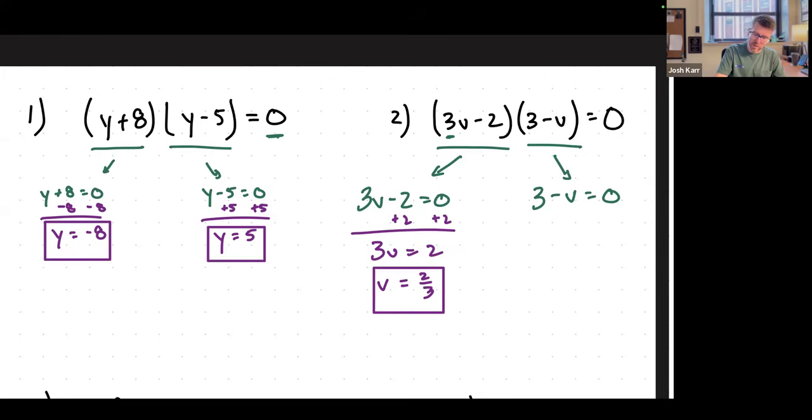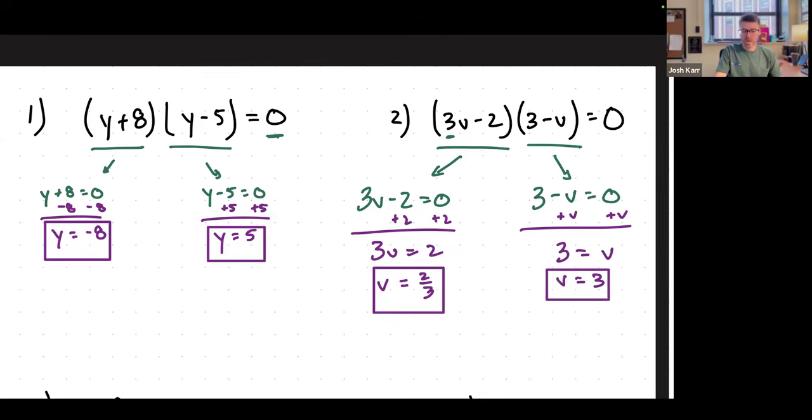So you notice that when you have a coefficient that's not 1, it's likely that we're going to have a fractional answer probably. But this other one, I'm actually going to decide to add the v since the v is negative. And when I add the v, I get 3 equals v. Or if you want to write it the other way around, v equals 3.